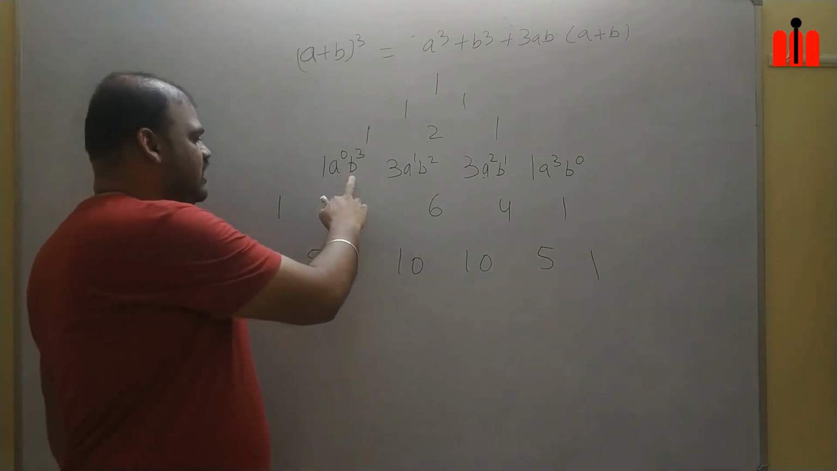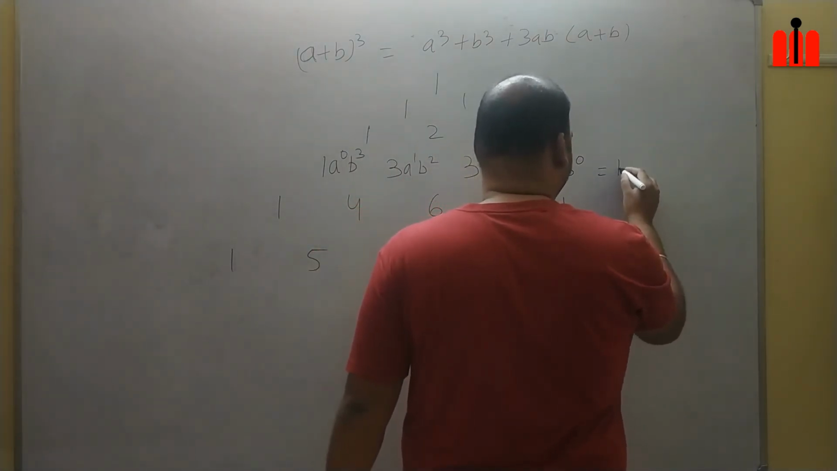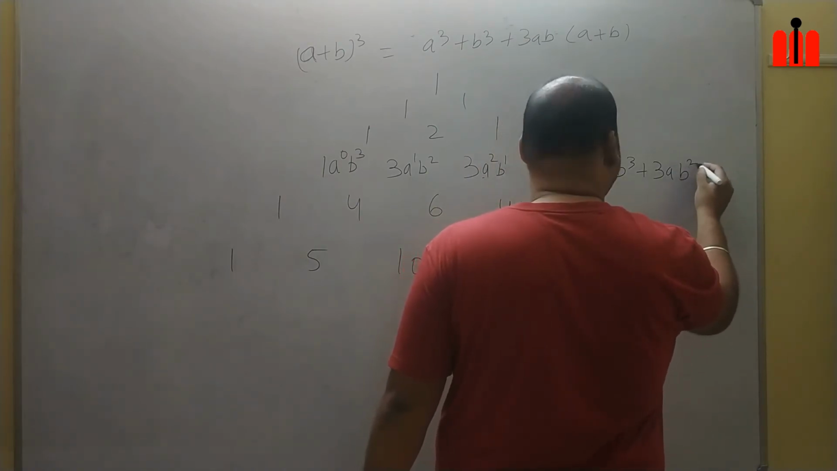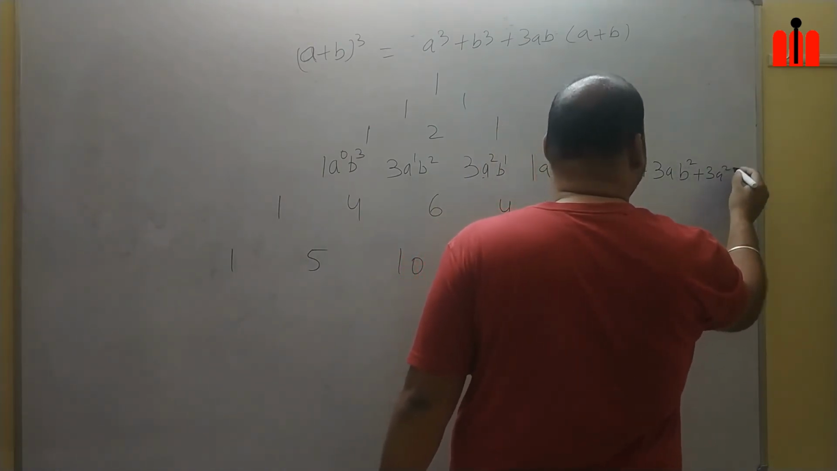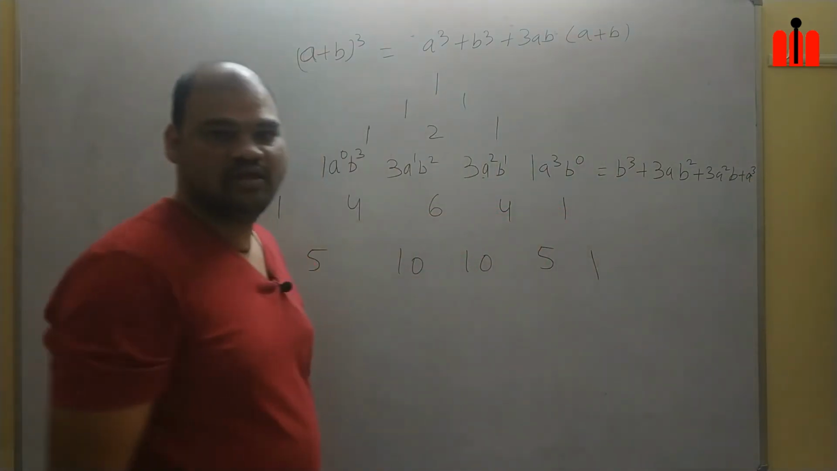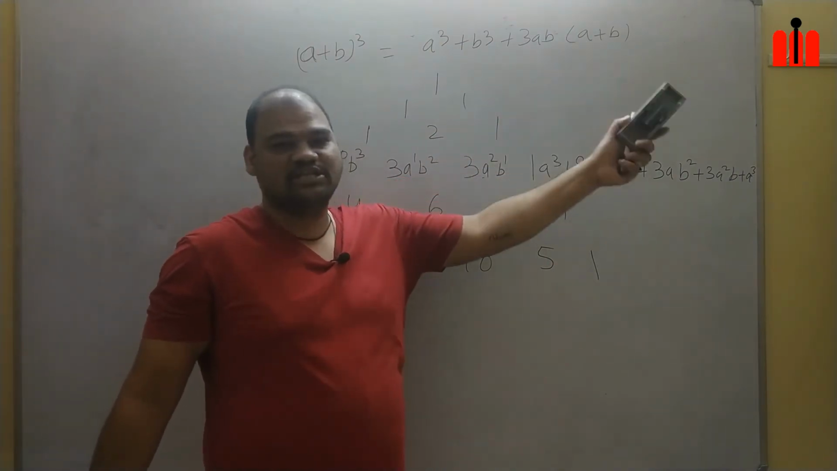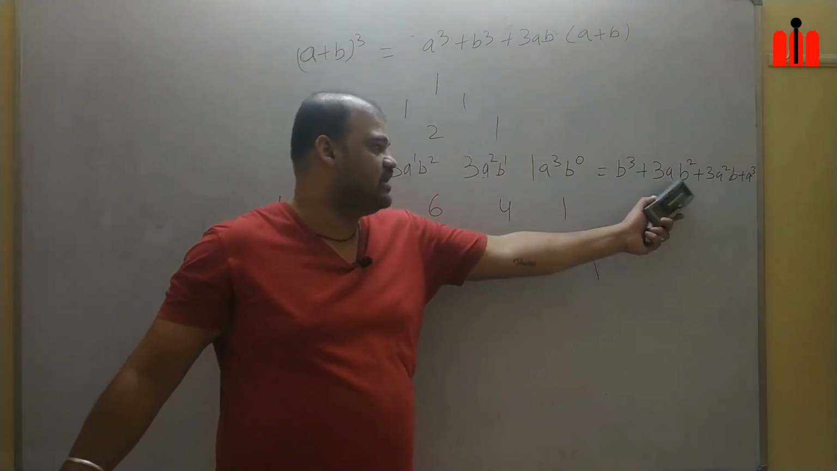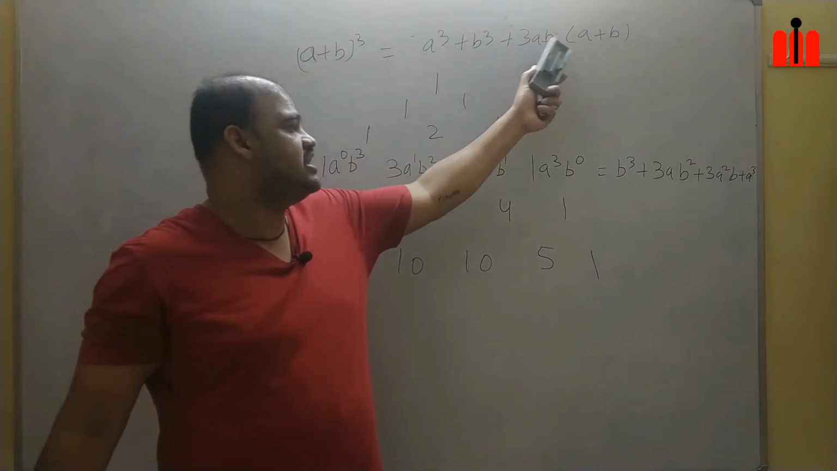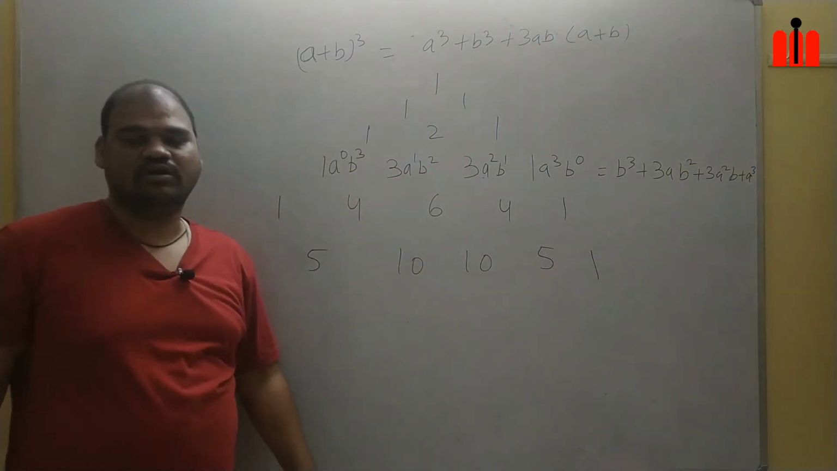So what did you get from here? It is b cube plus 3ab square plus 3a square b plus a cube. This is what you got. And here if you multiply 3ab with (a plus b), you will get the same thing: 3a square b and 3ab square, a cube plus b cube, which you can write as b cube plus 3a square b plus 3ab square plus a cube. So you got that formula.